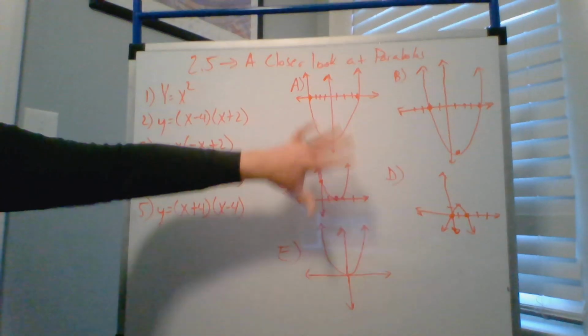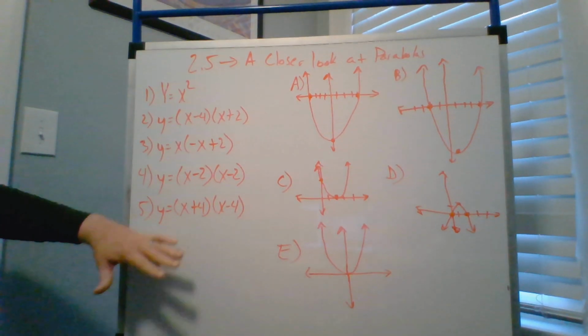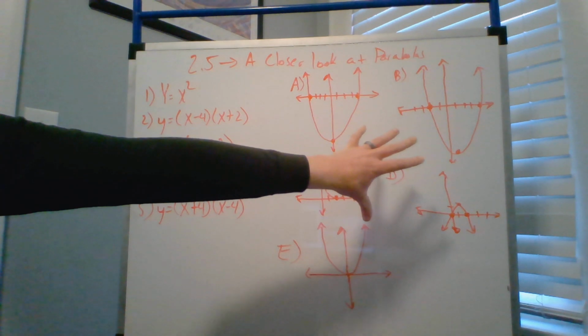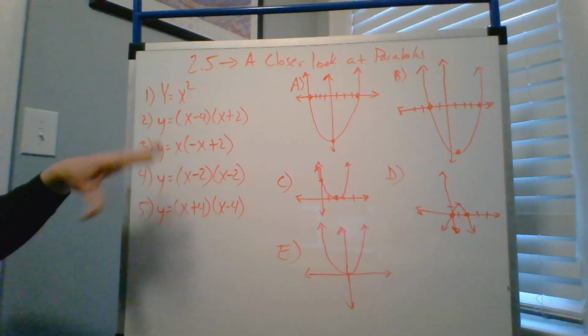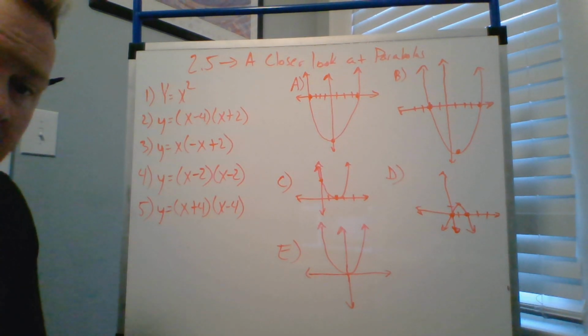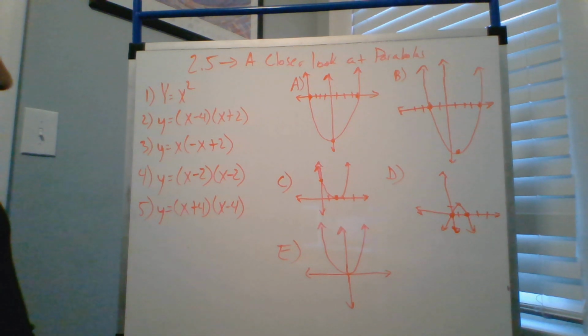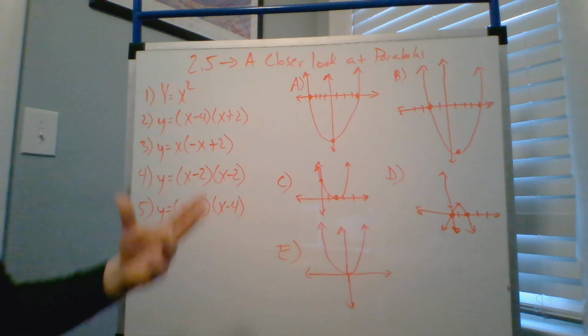So over here I have scattered graphs. Over here I have equations. Now these graphs match up with these equations, and I'm going to teach you guys how to figure out easy ways of going about doing it, just so you guys can always do this.